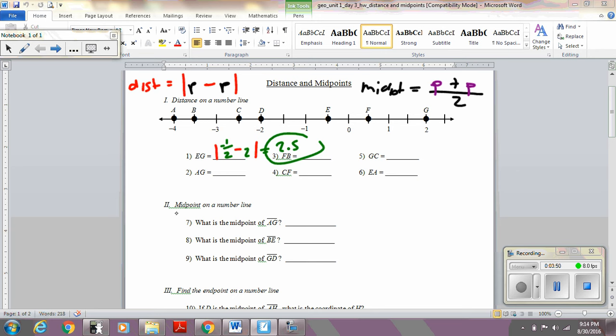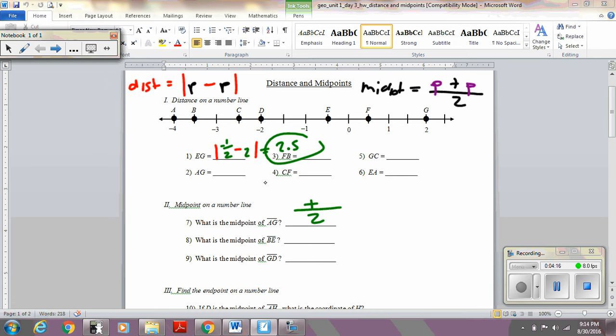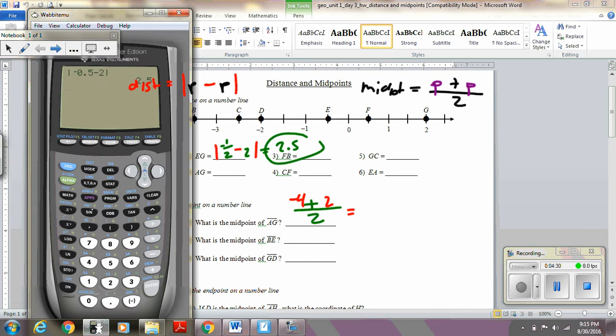All right, in the second section of problems 7 through 9, they're asking you to find the midpoint. So you're going to apply the midpoint formula. In number 7, they want the midpoint of A to G. So draw your formula skeleton first and foremost, which is the plus in the fraction bar and the 2. And then put your points. A is located at negative 4. G is located at positive 2. So now we grab our calculator, or do it in your head, whichever is fastest.